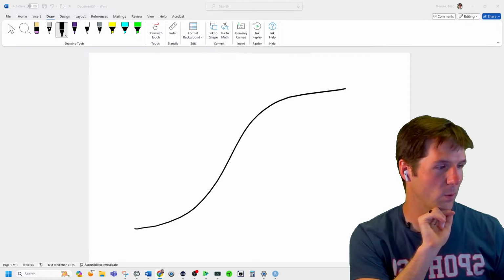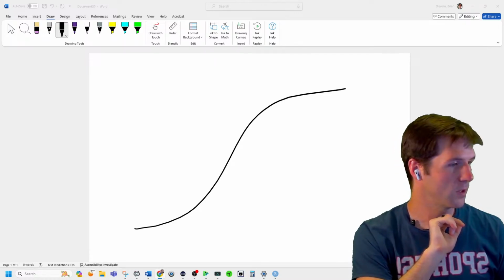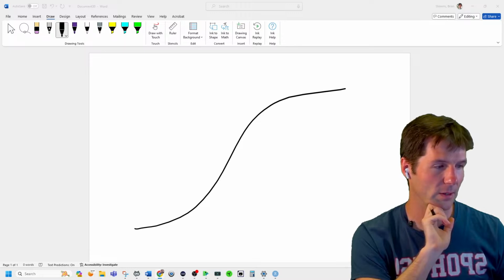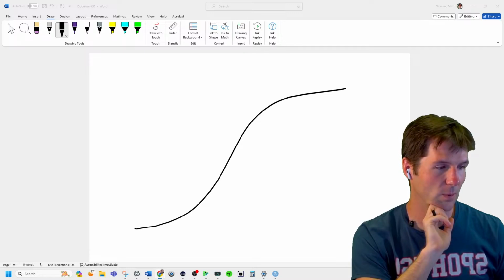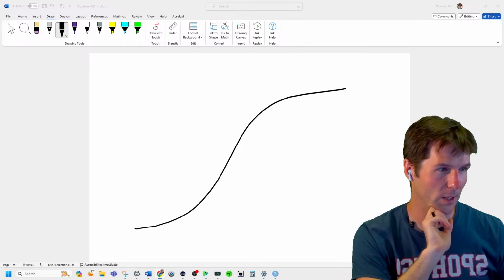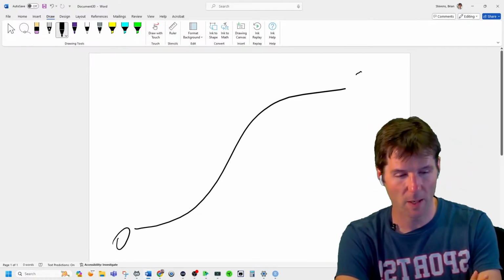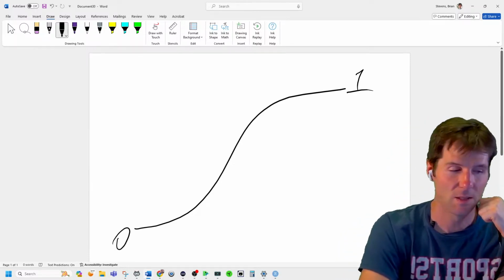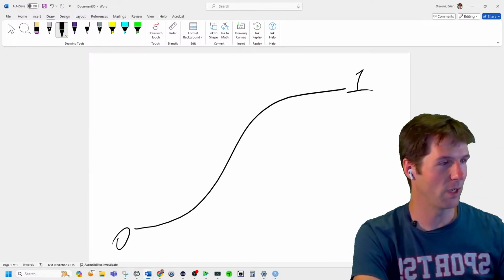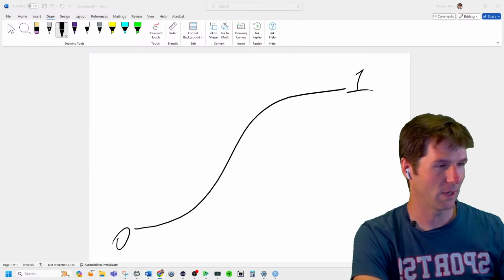And it's bound by what and what? The sigmoidal curve is bound by 0 and 1. Very important right here. Bound by 0 and 1 is probabilities. Really good stuff right there.